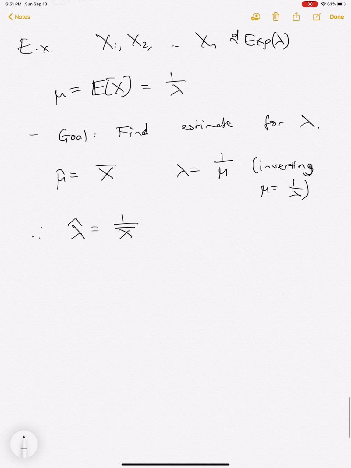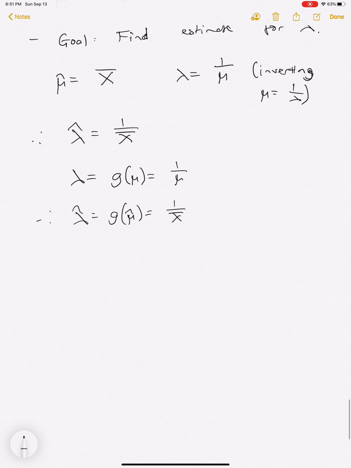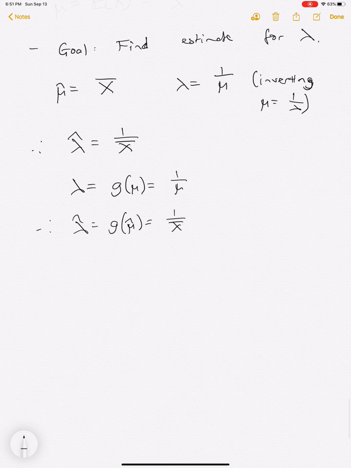So here your lambda is equal to g of mu, which is 1 over mu. Therefore, lambda hat is equal to g of mu hat, which is 1 over X bar. Okay, so it's again following this idea of plugging into what we know about the population to work out a quantity, to work out an estimate based on the sample.